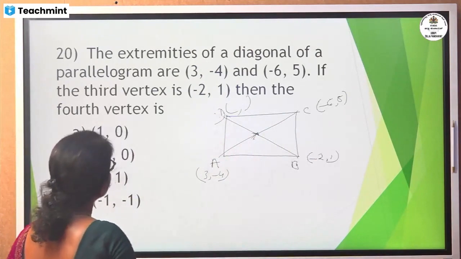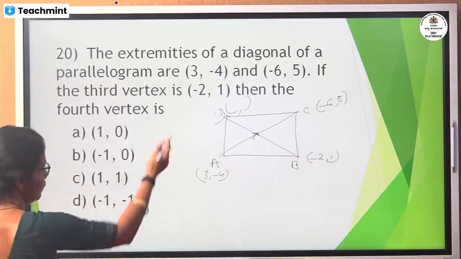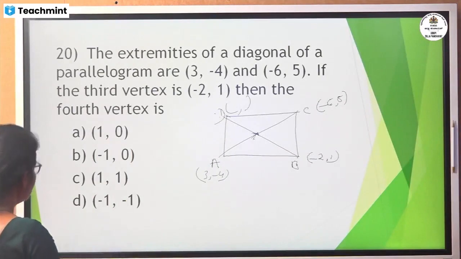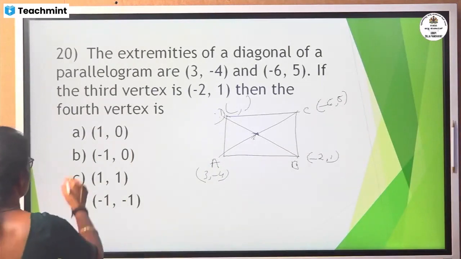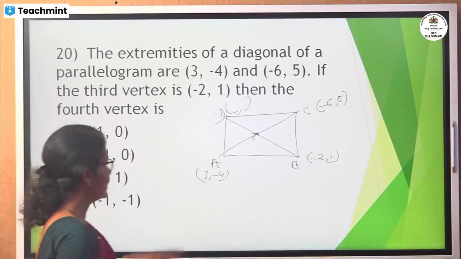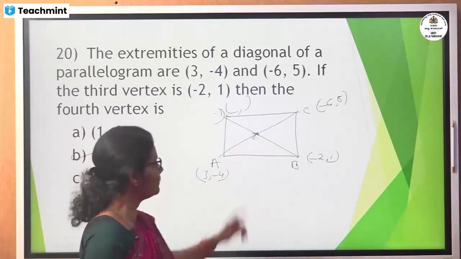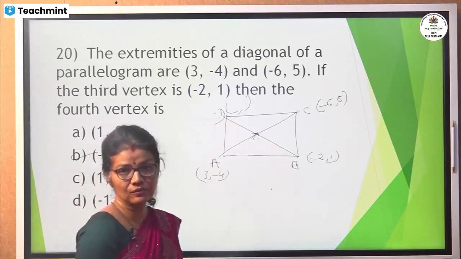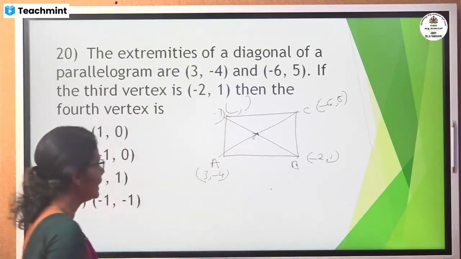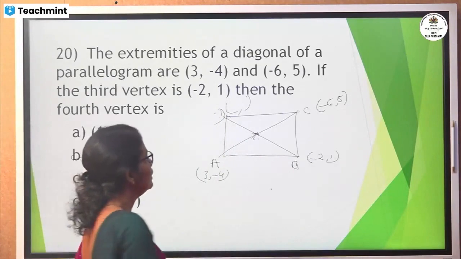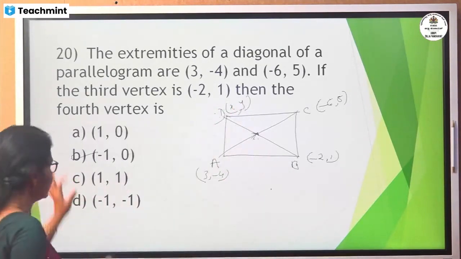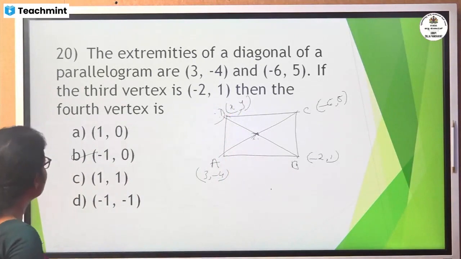So the fourth vertex will be (-1, 0). First you have to calculate the midpoint of AC. Use that midpoint to calculate the coordinates of D. Same midpoint concept only: (x1 plus x2) divided by 2, (y1 plus y2) divided by 2. So we'll get the answer (-1, 0). Option B.